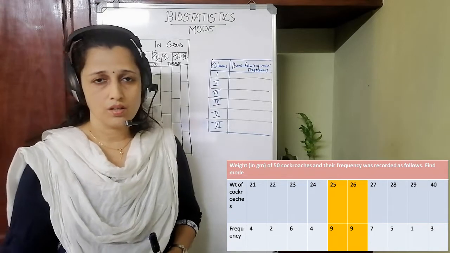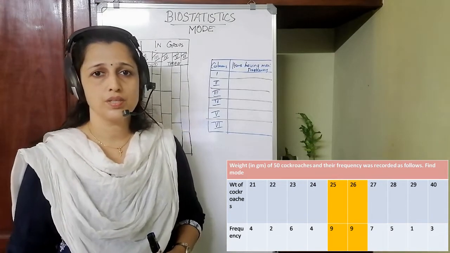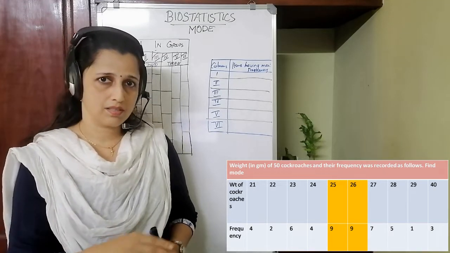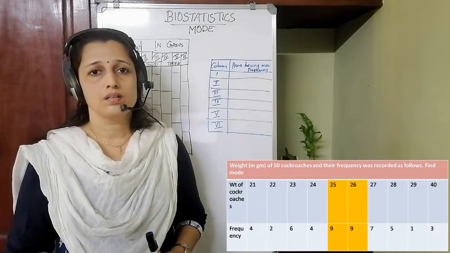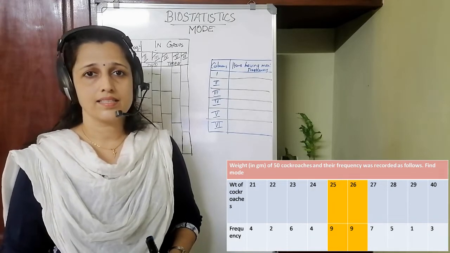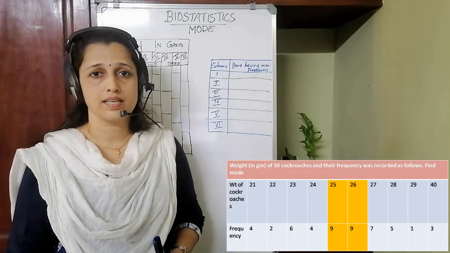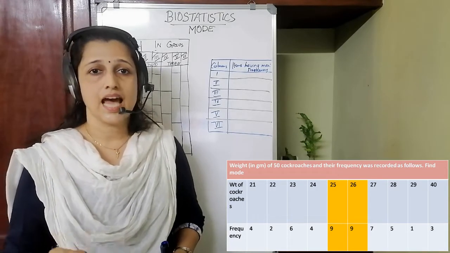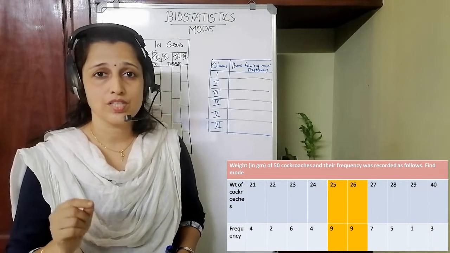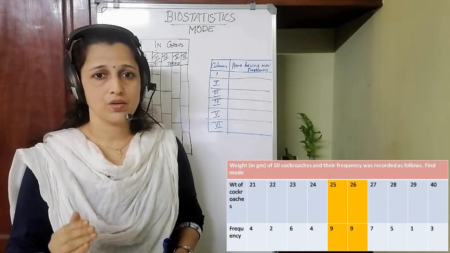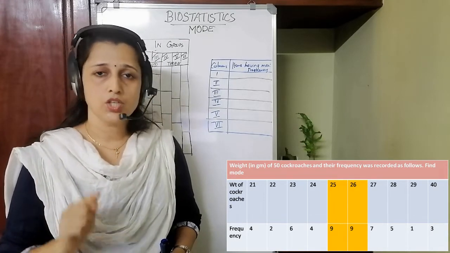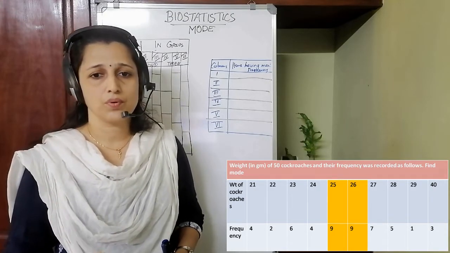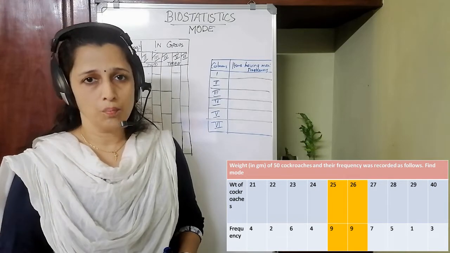Here you can observe, the first step we have to do is make a frequency distribution table. The frequency distribution table you can see on the screen. And here, as I said, two variables, that is 25 and 26, are having maximum frequency, that is frequency of 9. The highest frequency is 9. Both 25 and 26 are having maximum frequency. This is known as bimodal.